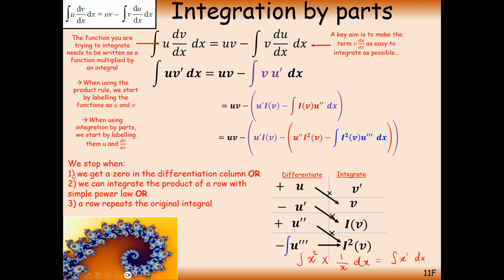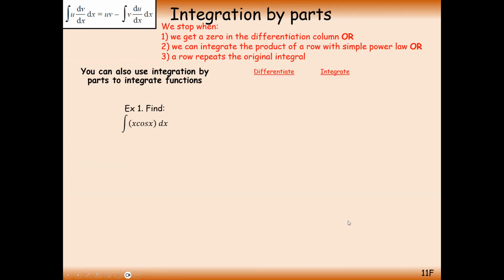We need only one of these methods, either option one or option two, or the worst case scenario, which rarely happens in A level, a row may repeat the original integral. I'll show you that with the last example. This third option is highly unlikely to come up in A level, but I will show you that in the last example. Let's start with a simpler example.